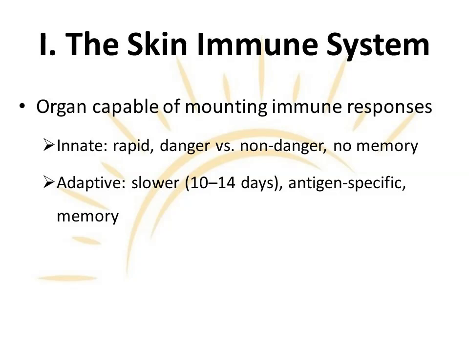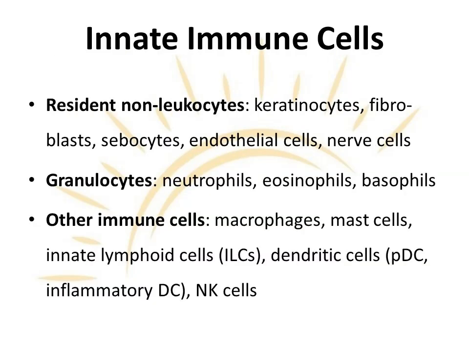The innate immune system. Innate immunity works by recognizing danger signals, either from invading microbes or from our own damaged cells, DAMPs. These signals are detected by pattern recognition receptors on skin cells and immune cells, allowing the skin to respond quickly without needing prior exposure. Adaptive immunity takes longer to develop, typically about 10 to 14 days after the first exposure to an antigen.